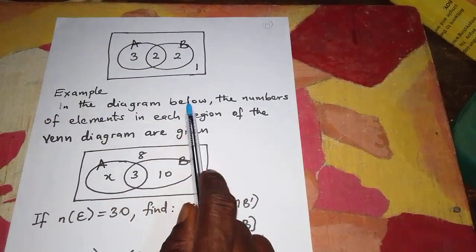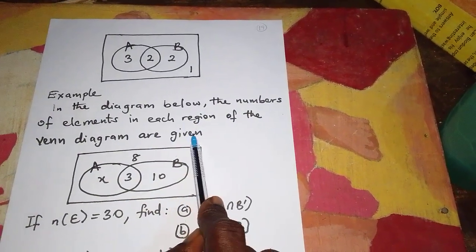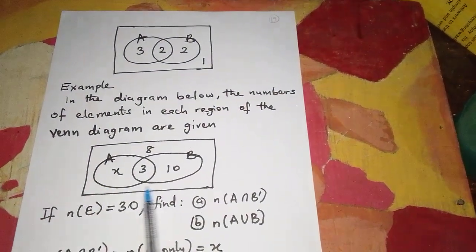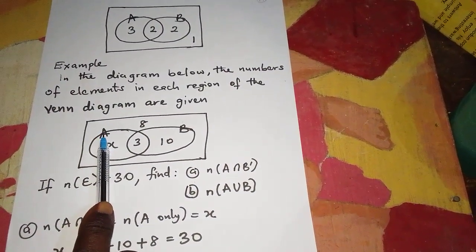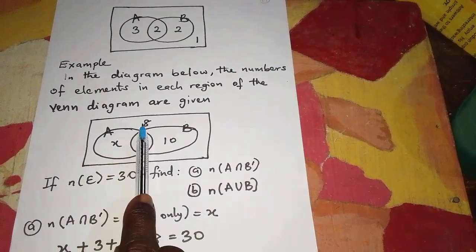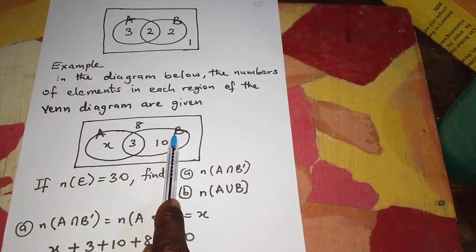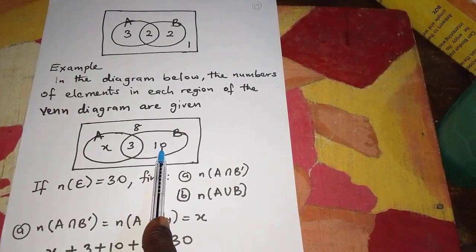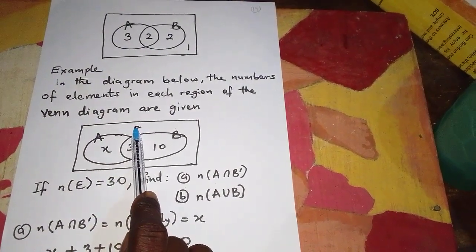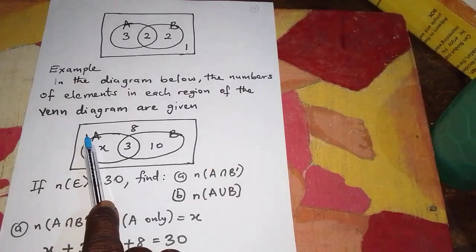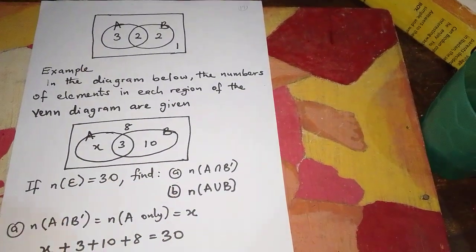In the diagram below, the number of elements in each region of the Venn diagram are given. These are the number of elements. In A only we are having X. A intersection B we are having 3 elements. B only we are having 10 elements. Then A union B complement we are having 8 elements. So those 8 elements are not in A and B, but they are in the universal set.